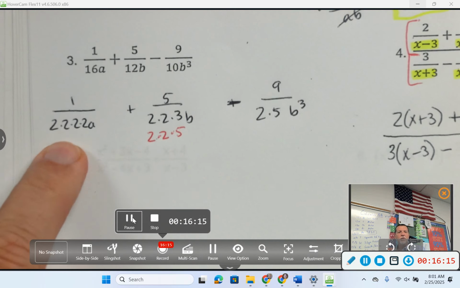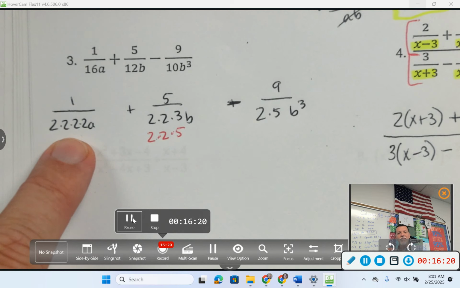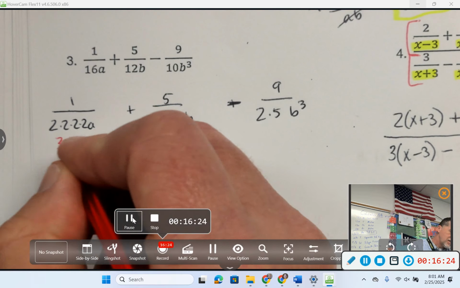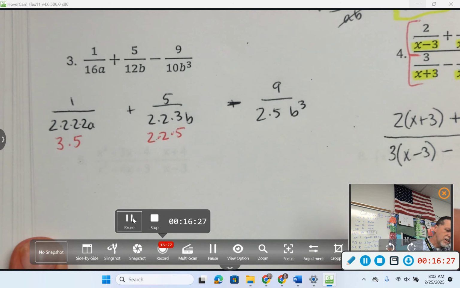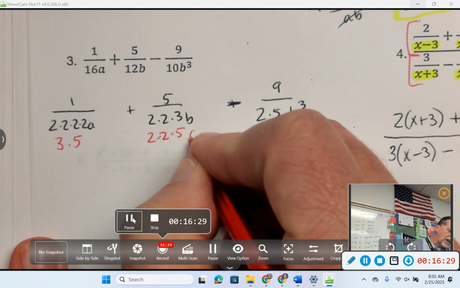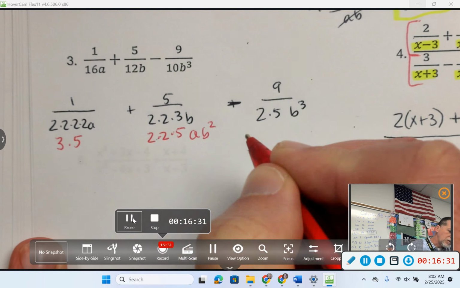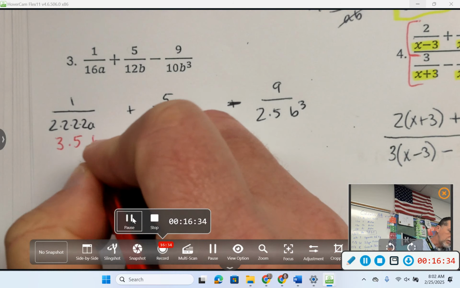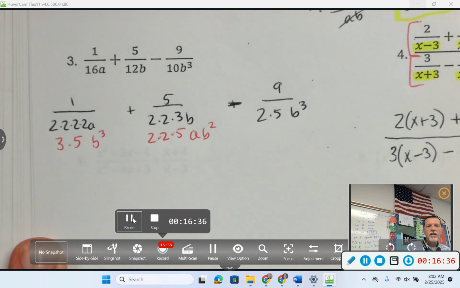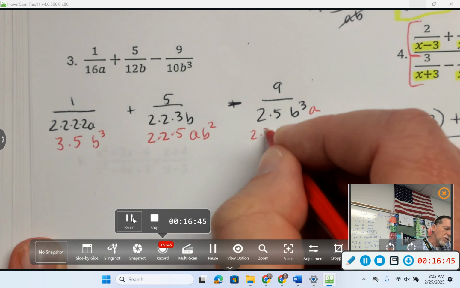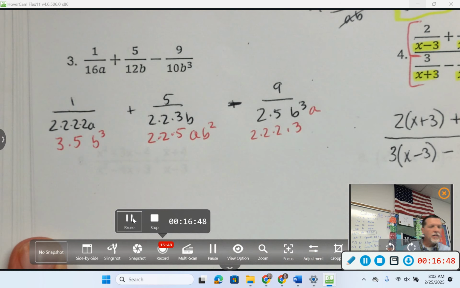I guess I should have started with denominator 1. He's got the most 2s. But what doesn't he have? A 3 and a 5. And the one in the middle doesn't have an A. Yep, he needs an A and a B squared. This one needs a B cubed. Guy on the right needs an A. There you go. And 24, so he needs, I'm going to do it the long way, 3 more 2s and a 3.